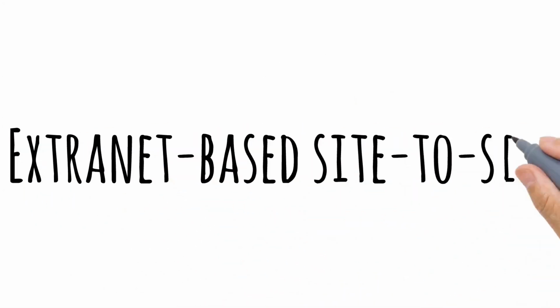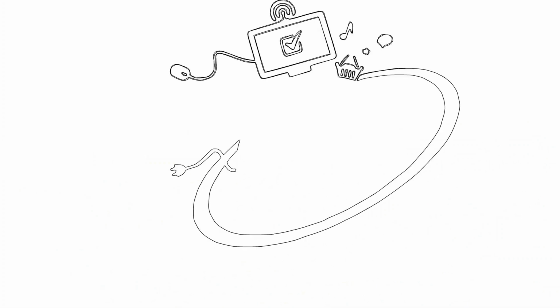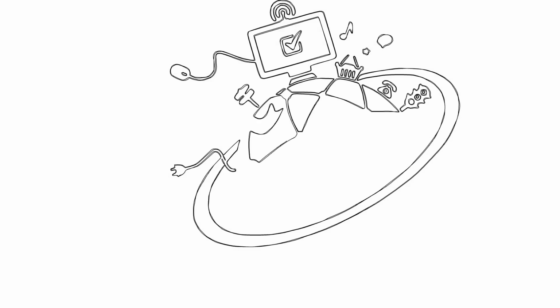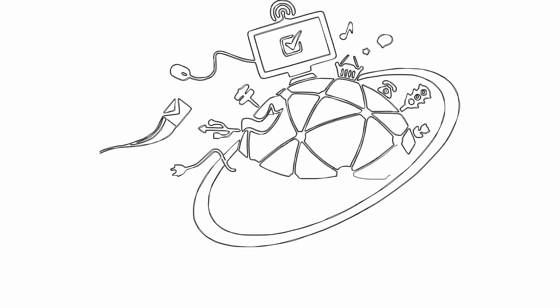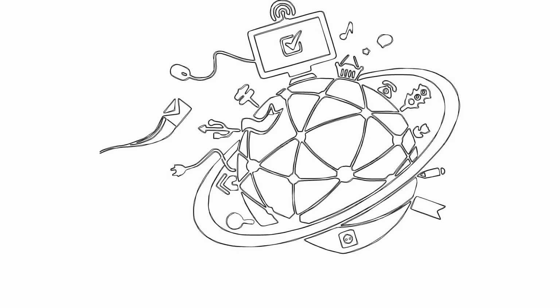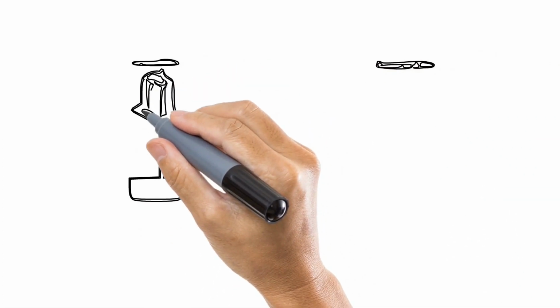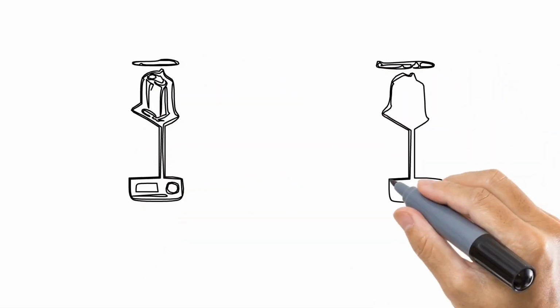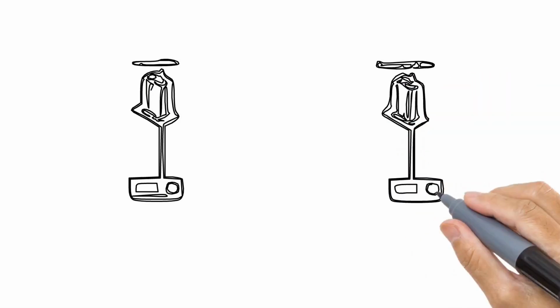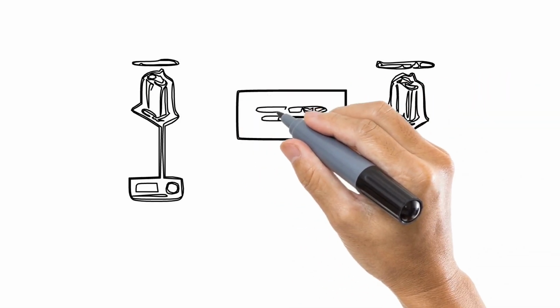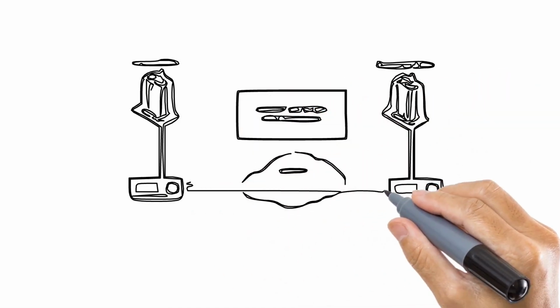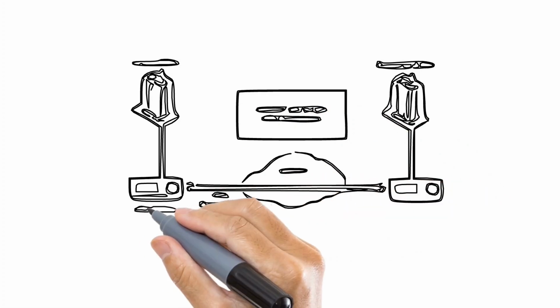Extranet-based site-to-site. In the context of site-to-site configurations, the terms intranet and extranet are used to describe two different use cases. An intranet site-to-site VPN describes a configuration where the sites connected by the VPN belong to the same organization, whereas an extranet site-to-site VPN joins sites belonging to multiple organizations.